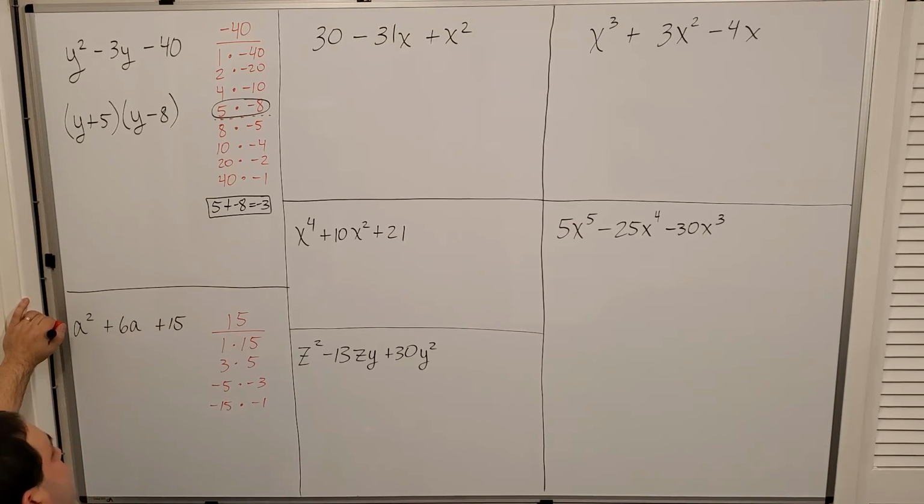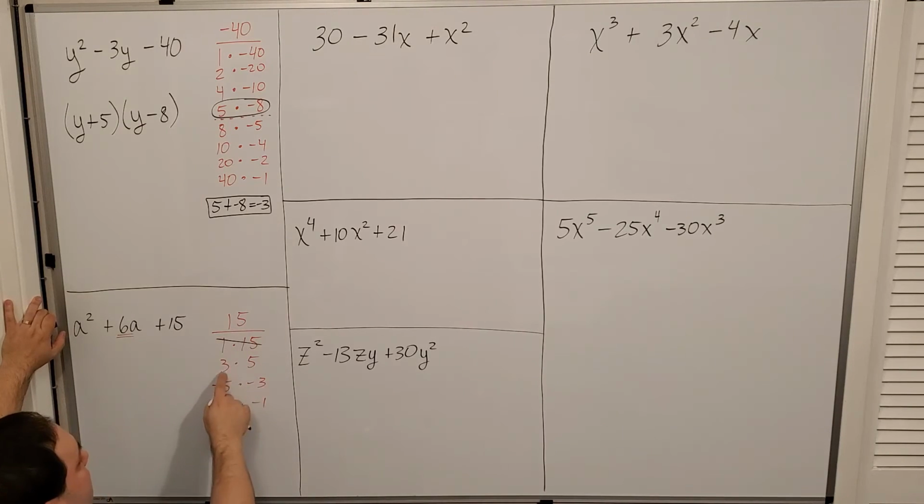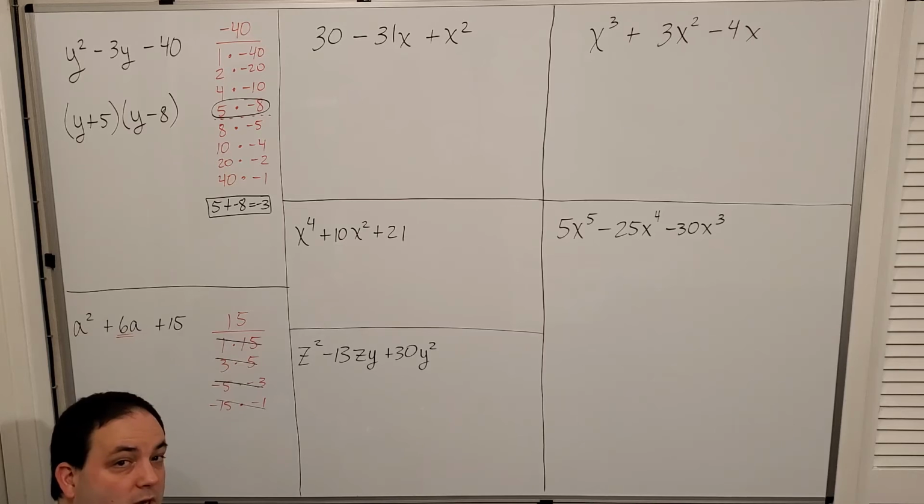And that's all that multiplies to get 15. So now I just need two things that add to give me 6. Well, 1 plus 15 is 16, so it can't be that one, right? Okay. 3 plus 5 is 8. Nope. Negative 5 plus negative 3 is negative 8. Negative 15 plus negative 1 is negative 16. We've exhausted the whole list. I can't use any of them. What does that mean? Did we do something wrong? No, no, no. That's not what it means.